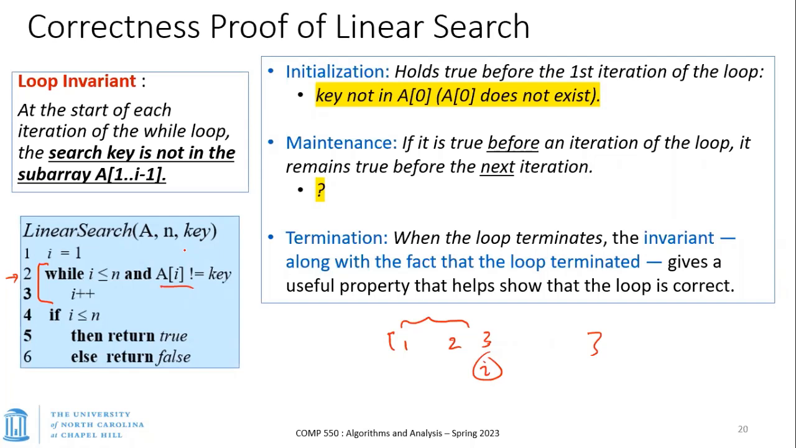All right, that's one part. The other part could be that you get to the end of the array itself. And if you've gotten to the end of the array, then clearly I is already n plus 1, because I has to be greater than n to be able to exit or get to the end.